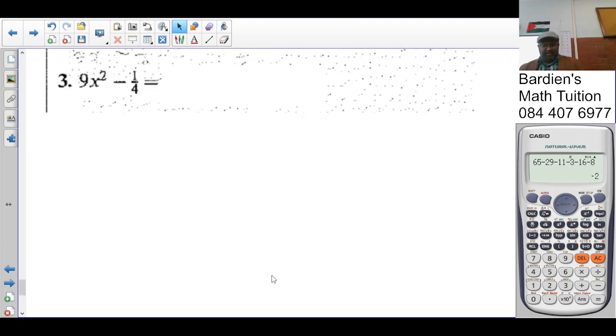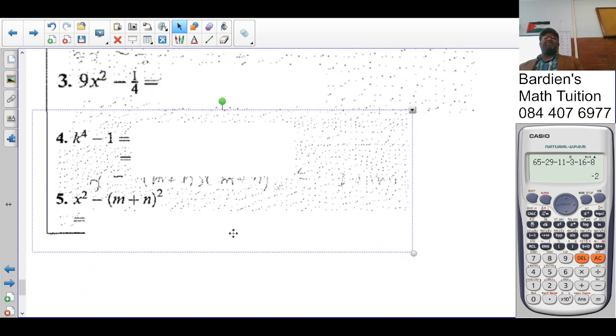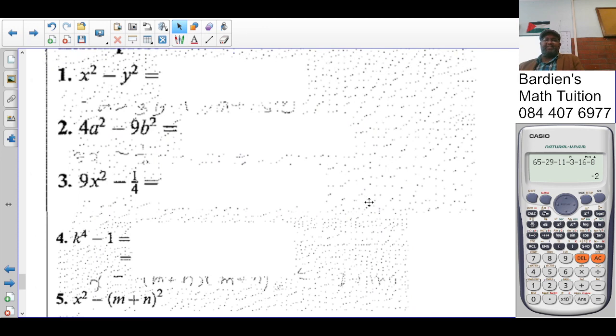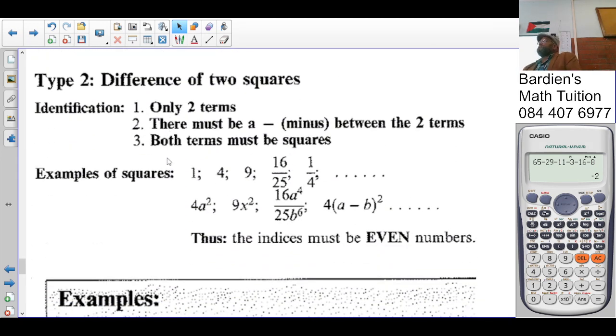Okay, let's just run through this quickly. Your homework is going to be exercise 2. Since we have done this already, I'm going to go straight into it quickly. So we know what the difference of two squares is. Difference means to say there's a minus between them. Of two squares: on either side of the negative sign there's a perfect square. And there are examples of perfect squares.